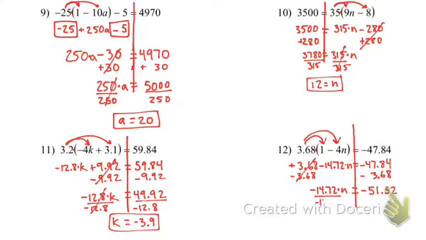And to get n by itself, we get rid of this multiplication by using division. So we're going to divide by negative 14.72. What you do to one side, you want to do to the other. So negative 14.72. This cancels. N is equal to, and then we throw this in our calculator. 51.52 divided by 14.72. And you're going to get a positive 3.5. Remember, when you're dividing and the signs are the same, it turns into positive. Okay, so that is 9 through 12.